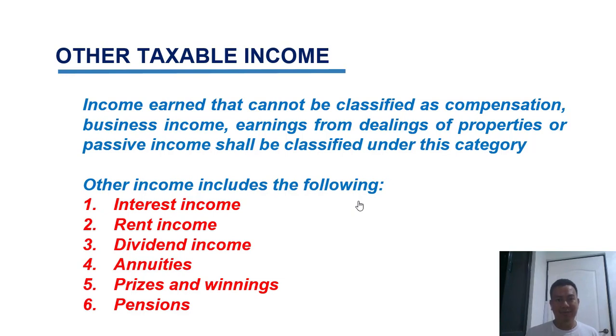Okay, for this, alam naman na natin yung interest income. So, we have the rent income, the dividend income, the annuities, that is the return on the premium being paid with regards to the insurance of the insured or the persons who have insurance. Okay, the prizes and winnings. Mananalo kayo sa loto, ganyan. Pensions, and ito yung mga nag-retire.